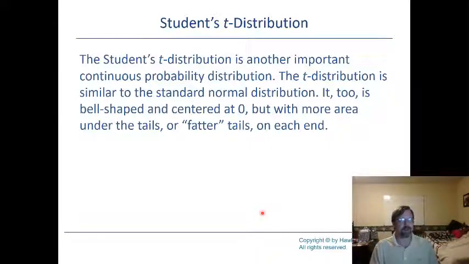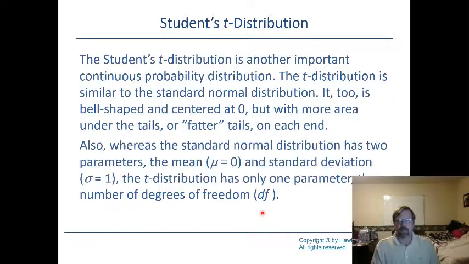It's very similar to a standard normal distribution. It's also bell-shaped. It's centered at 0. It has fatter tails, as it says there. It's a little bit squatter, a little bit fatter on the outside. And instead of having two parameters, the mean and the standard deviation, the t-distribution has only one parameter, the number of degrees of freedom.